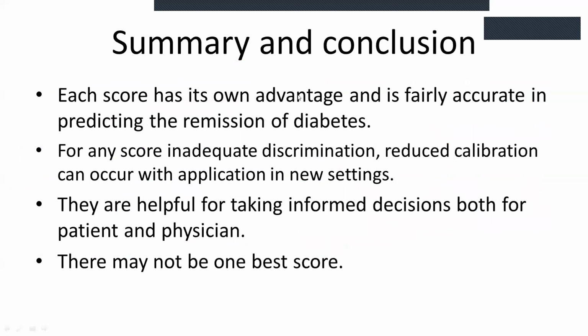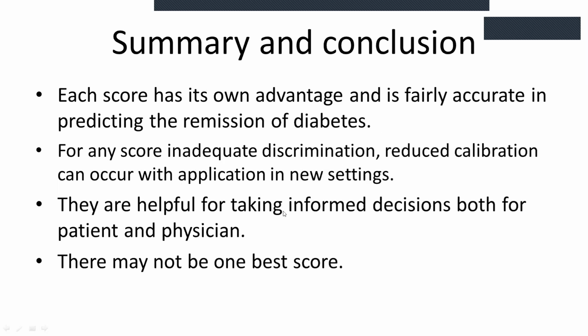So to summarize and conclude, a few important points would be: each score has its own advantage and is fairly accurate in predicting the remission of diabetes. For any score, inadequate discrimination and reduced calibration can occur when we apply it to a new setting, which is different from the setting in which it was developed. For example, if we apply a score which was developed using a RYGB cohort to a sleeve cohort, there may be reduced accuracy of prediction.